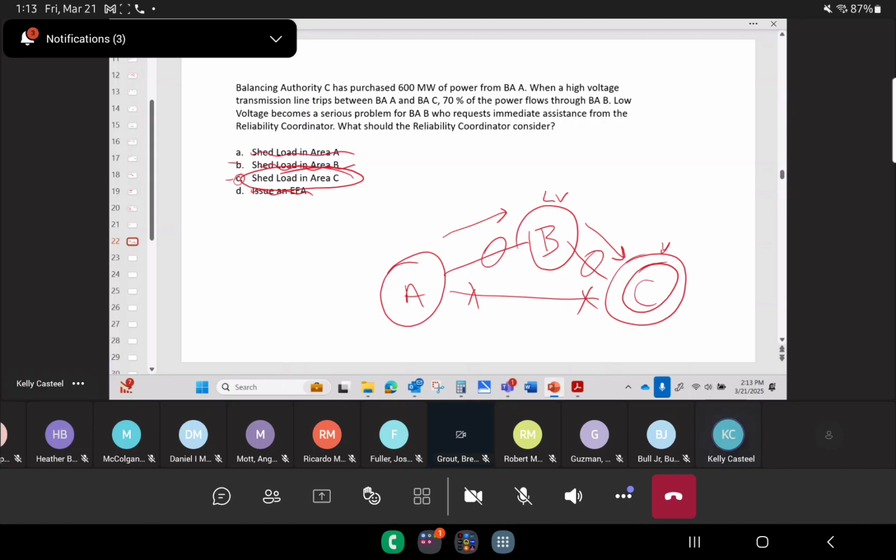Questions or comments on that one? Okay, going down through, looking at the chats. Okay, here's one.